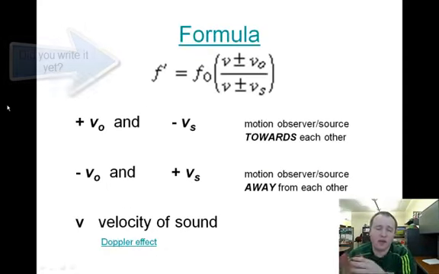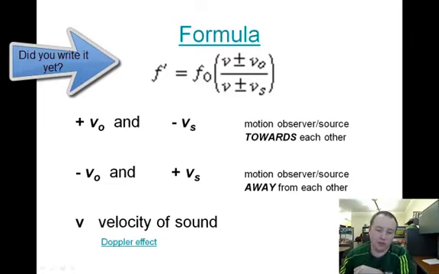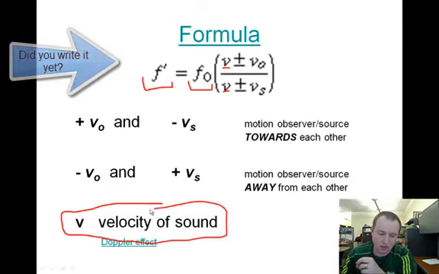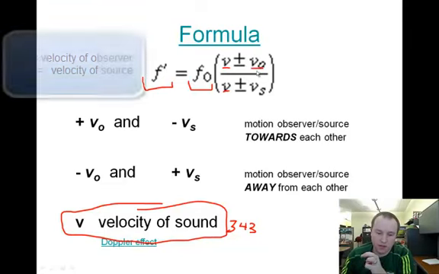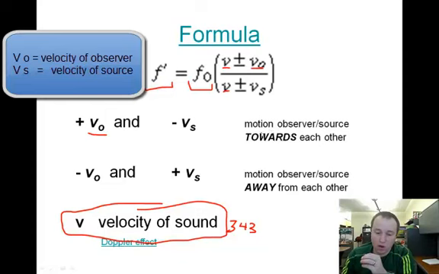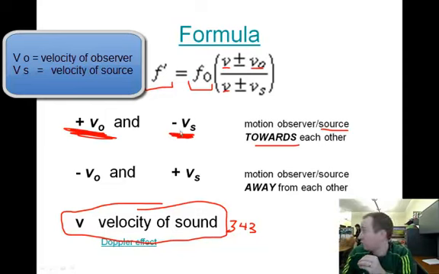I like to just write this down. This is the formula to calculate what the new frequency will be. This f prime represents the new frequency. f naught represents the original frequency. v here is the velocity of sound, and so you're going to get 343 out of that. And the idea here is that if the motion is going towards each other, then your v naught is going to be positive. And for the source, whatever you have for that speed, you're going to put a negative in here.